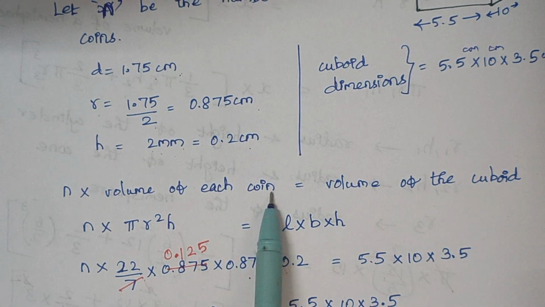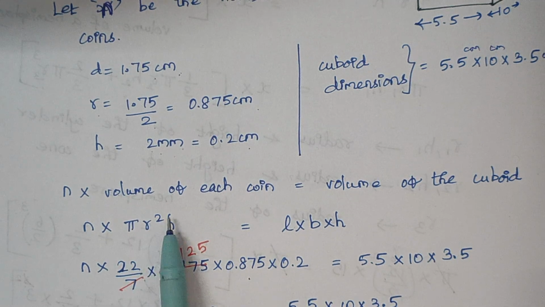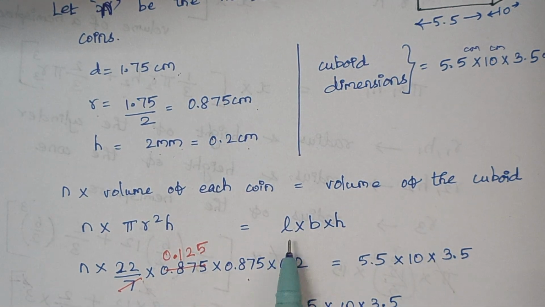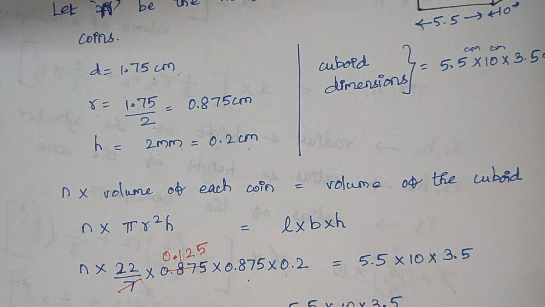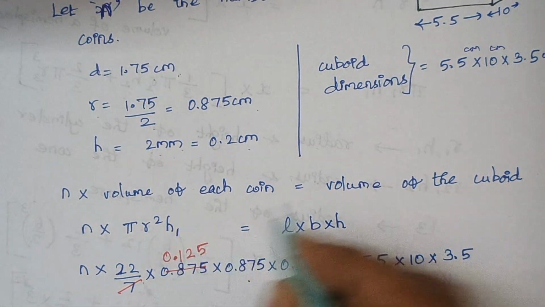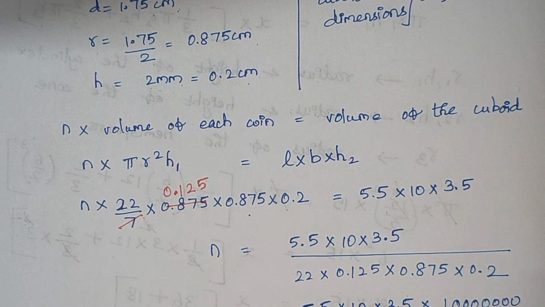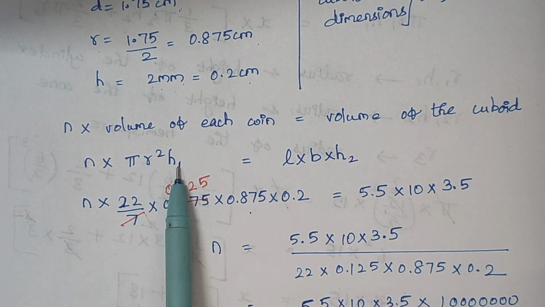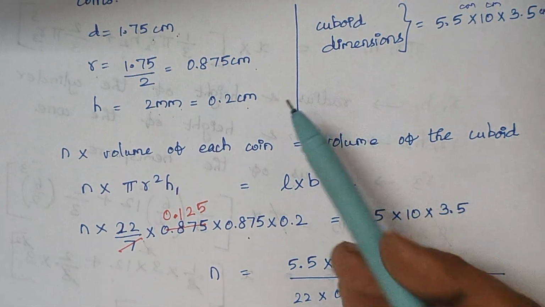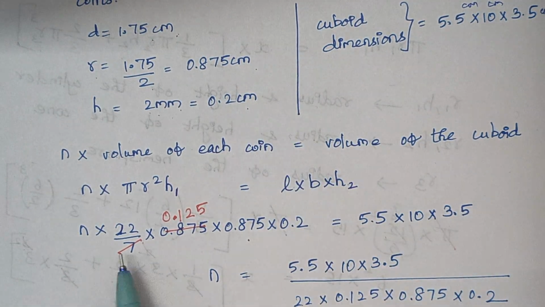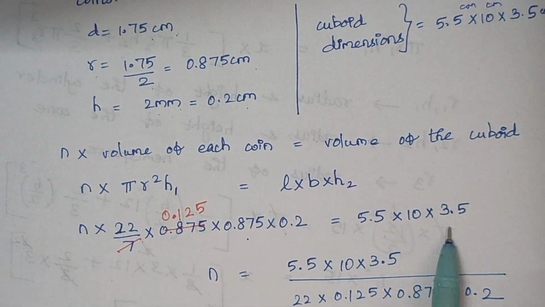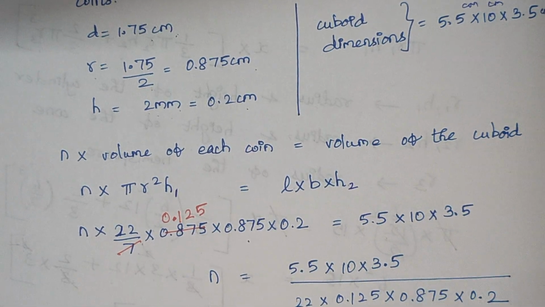So again, the coin represents a cylinder. So the formula is pi r square h, and the volume of the cuboid is L into B into H. So again here we have two H's. If you need, you can write them as H1 and H2 and make a statement: H1 represents the height of the cylinder and H2 represents the height of the cuboid. Right. Now just substitute the values. We know the value of the radius and height of the coin, which is a cylinder, and the dimensions of the cuboid are directly given in the problem.